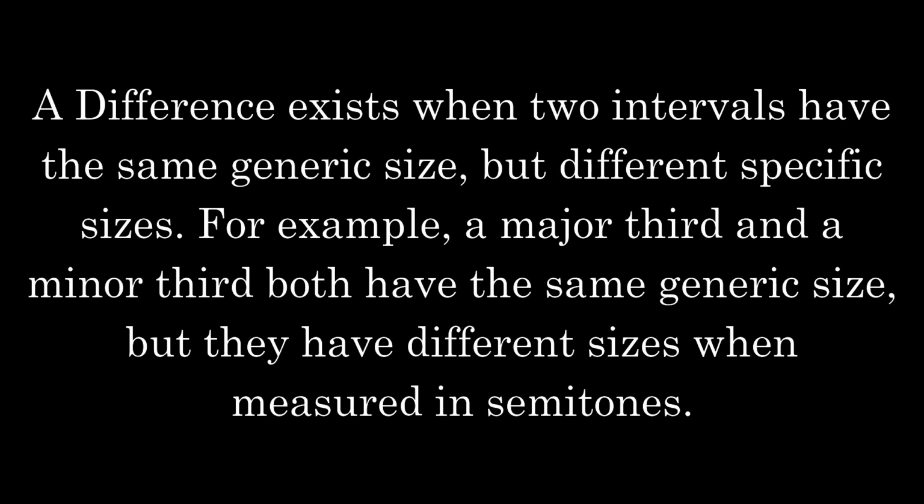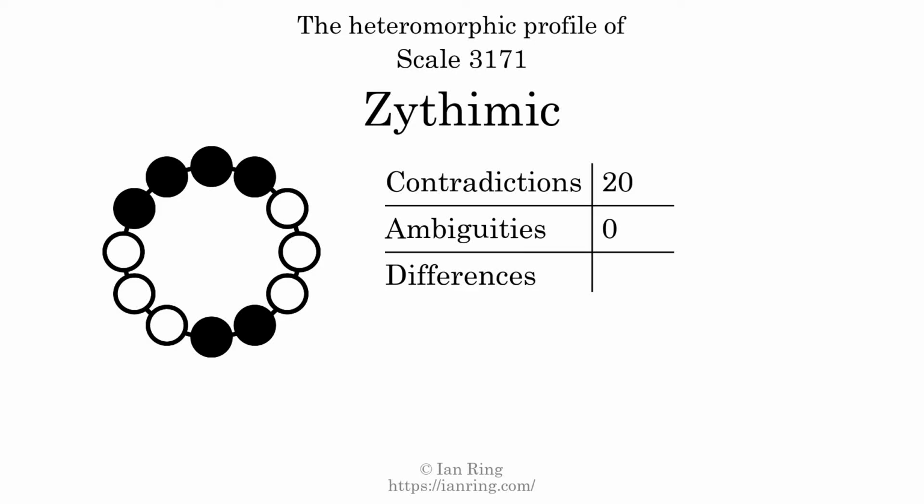A difference exists when 2 intervals have the same generic size, but different specific sizes. For example, a major third and a minor third both have the same generic size, but they have different sizes when measured in semitones. The number of differences in this scale is 41.